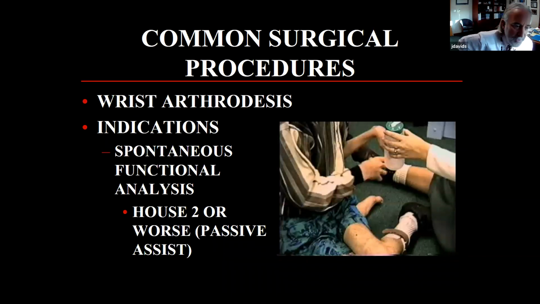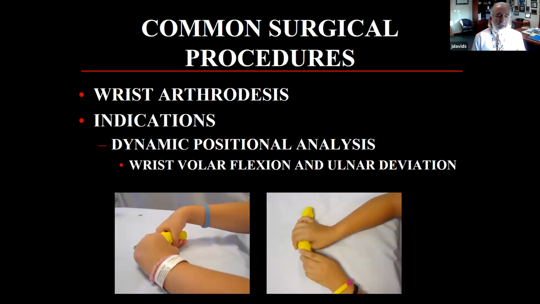Let's move on to wrist arthrodesis. The indications for this procedure include a spontaneous functional analysis score of House 2 or worse. This describes more impairment and function of the upper extremity, primarily as a passive assist. The dynamic positional analysis should show the wrist to be consistently volarly flexed and ulnarly deviated.